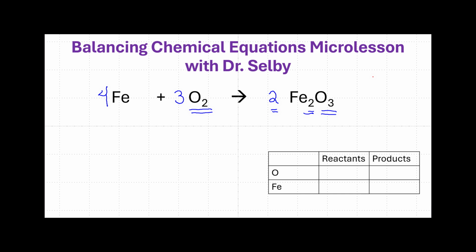So looking at our oxygens, we have the 3 times 2 equals 6 in the reactants, and this 2 times this 3 equals 6 O's in the products. And then for our irons, we have 4 times 1 is 4 in the reactants, and here we have this 2 times this 2 down here, which equals 4 in the product. So that is a balanced equation. Let's look at another example.